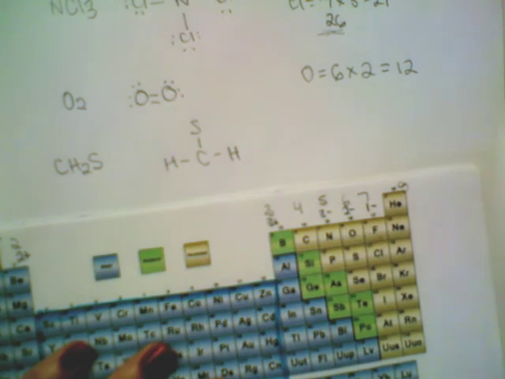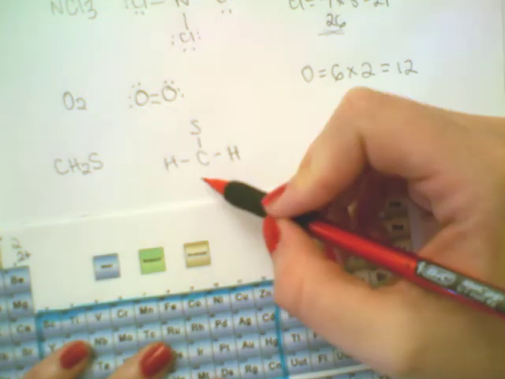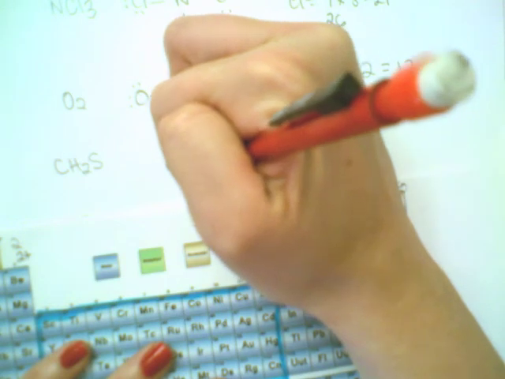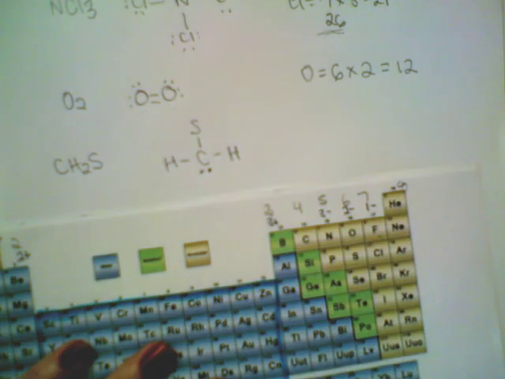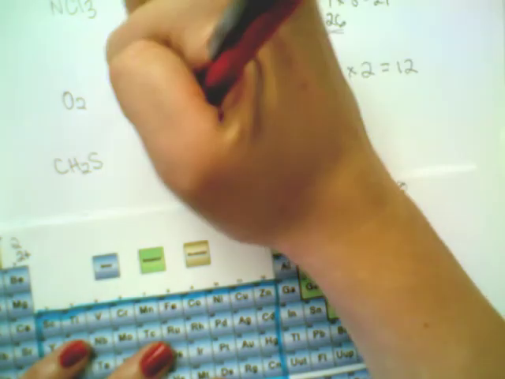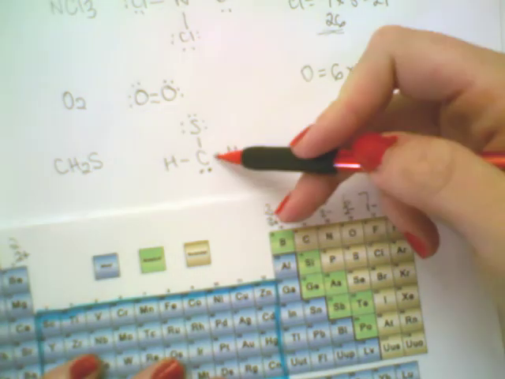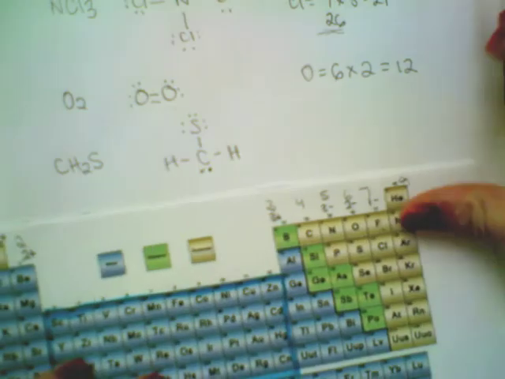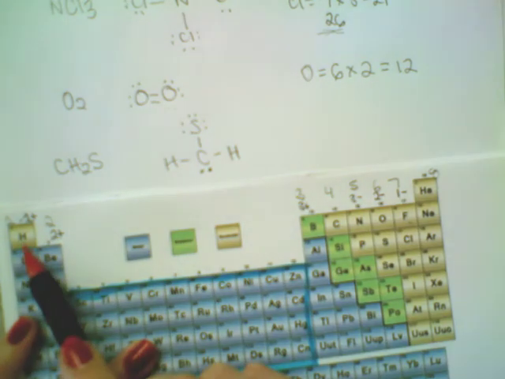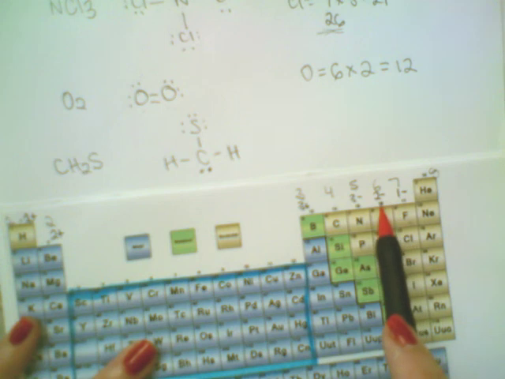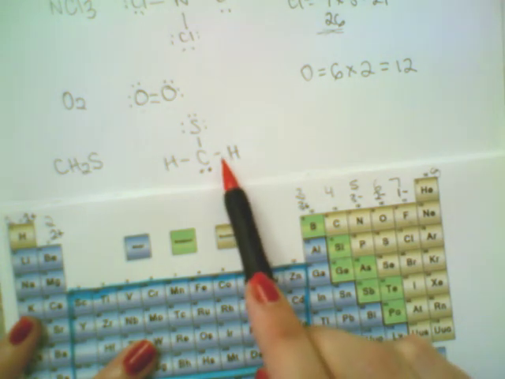Right now we have 2, 4, 6 around carbon. So I add another pair of electrons. Sulfur only has 2, 4, 6, 8. And now hydrogen actually only wants to have 2 electrons around it. So if we go back to the periodic table, hydrogen is in the first period. And in the first period, or the first energy level, we can only fit 2 electrons. So we will never ever have more than 2 electrons around hydrogen.